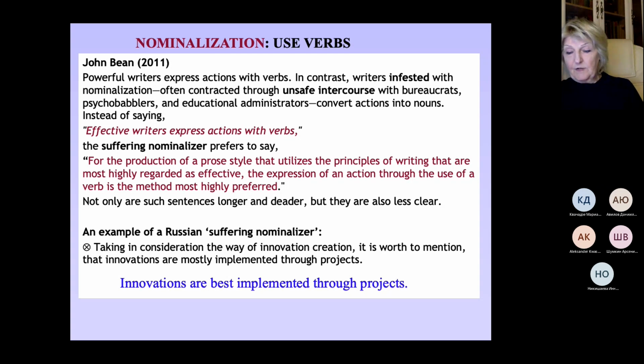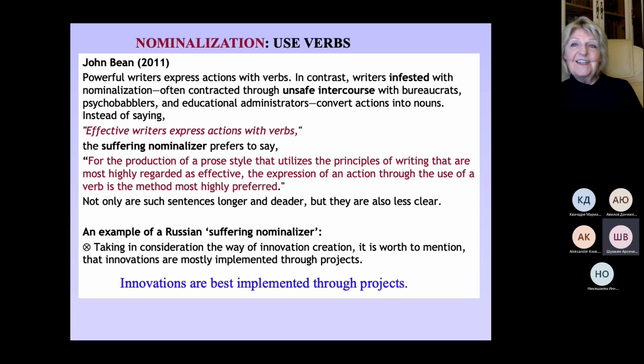Again, the right word in the right place is the key idea of academic writing. So not mostly implemented, but best implemented through projects. Because if you say best, you mean that the best way to implement innovations is through projects due to their nature, naturally, right? Best implemented, not mostly. Mostly is just for the most part. It doesn't tell us any opinion on why. Best means why in itself. Yeah, it's clear. Do you like Bean's definition of nominalization?